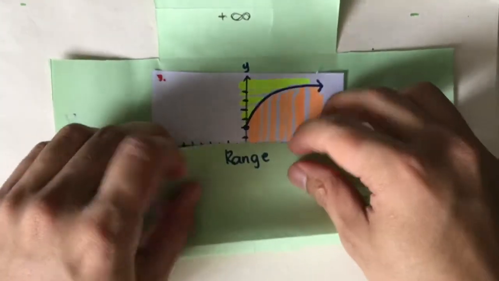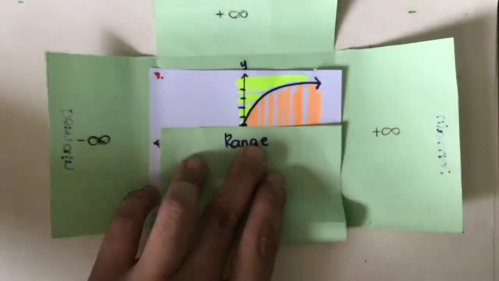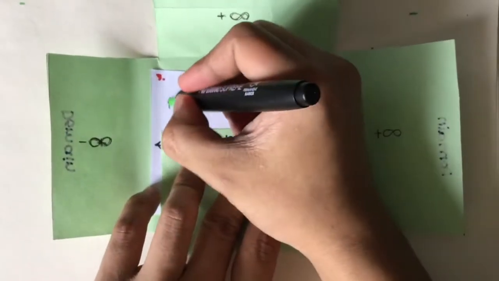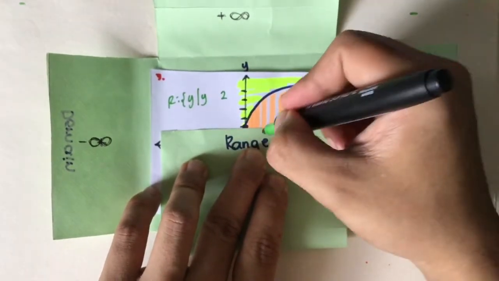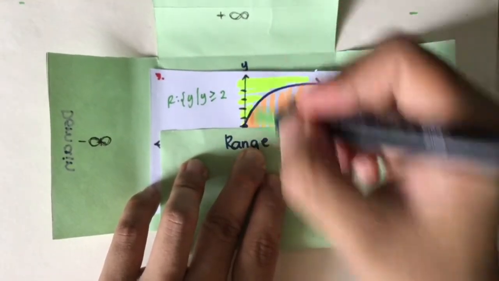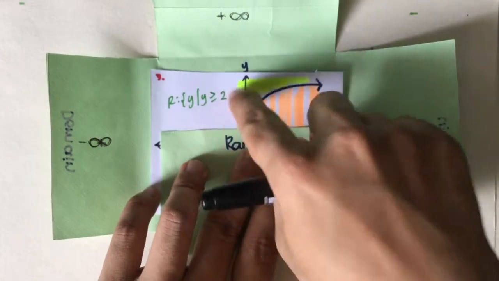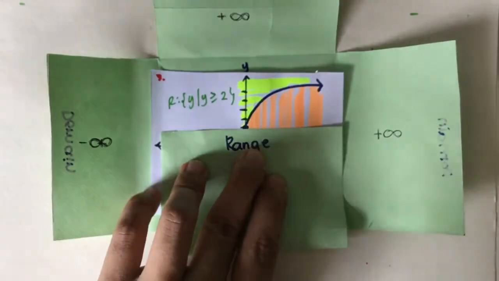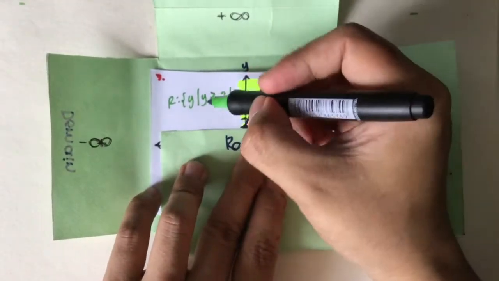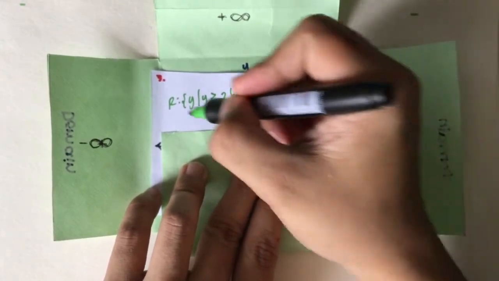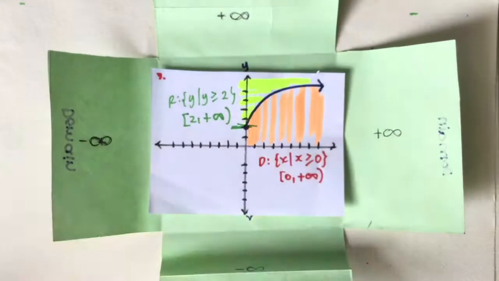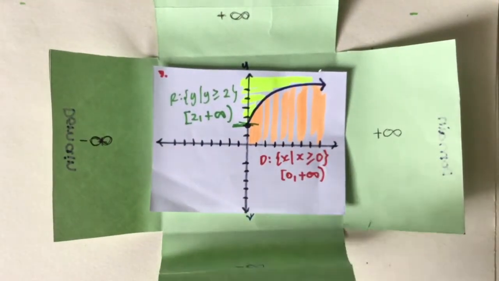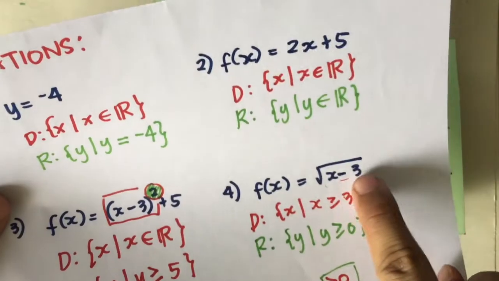Your range will actually start from positive 2. So therefore, your range is y such that y is greater than or equal to 2, and it gets bigger and bigger. If you want to write that in interval form, you start from positive 2 and go to positive infinity. And this graph is actually just like a square root function.